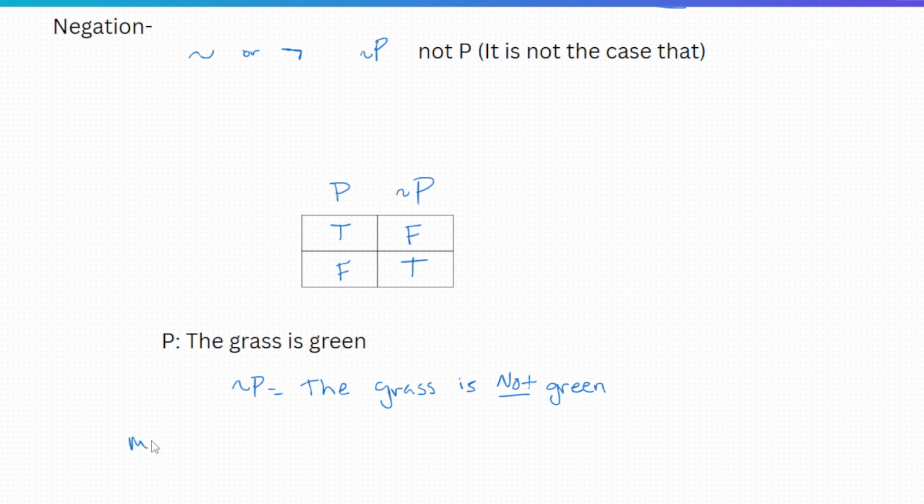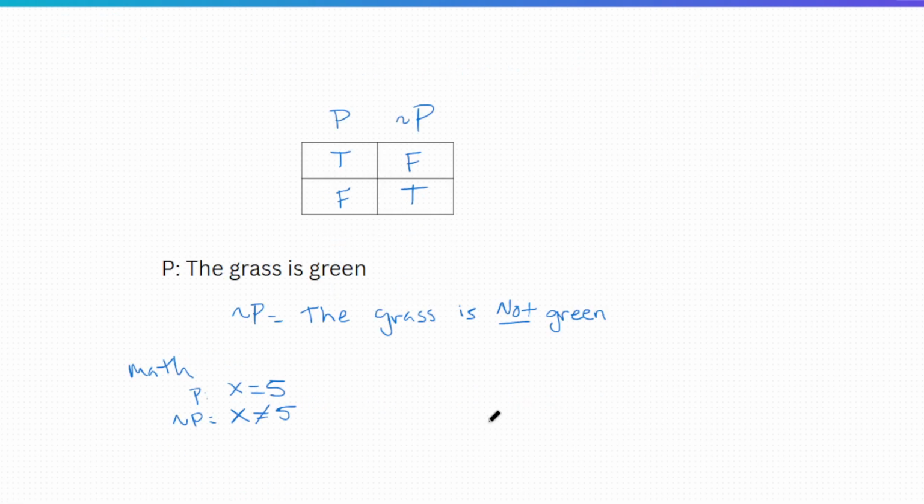In math, that would be something like if P is equal to x equals 5, then our negation of P will be x is not equal to 5. And the same thing goes for inequalities. If P is equal to x is less than 3, then the negation of P is going to be x is greater than or equal to 3. We have to make sure that we include the equal to as well.